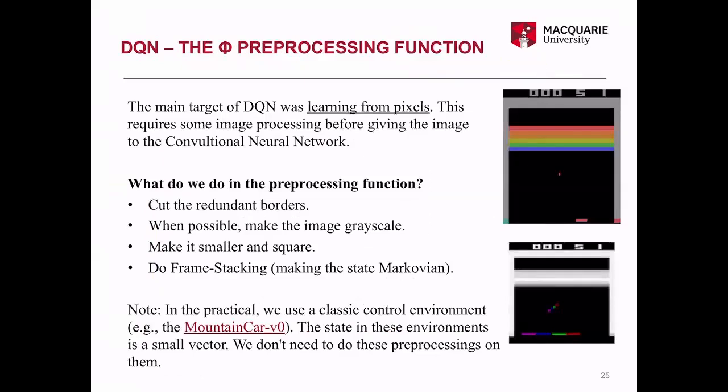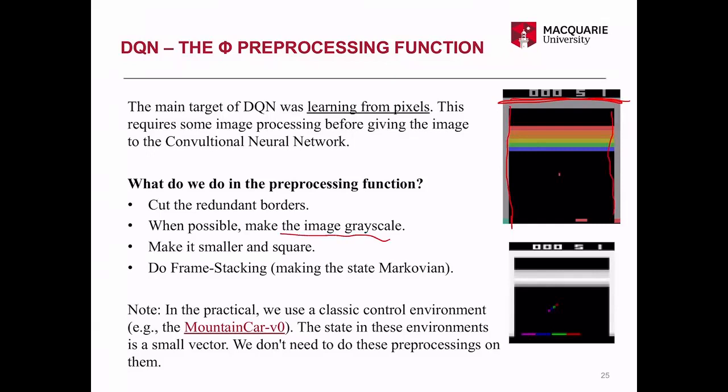All right, let's talk about the preprocessing function that we mentioned. The main target of DQN, as I mentioned, was learning from pixels. This requires some image processing before giving the image to convolutional neural networks. So what do we mean by preprocessing function? Cutting redundant borders, such as getting rid of these numbers here because they're not part of the game. Again, these borders here must all be cut off. And when possible, make the image grayscale.